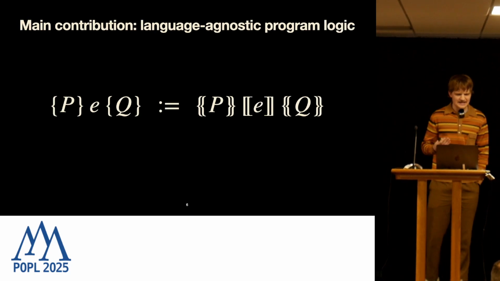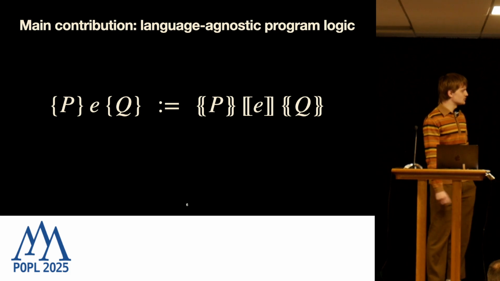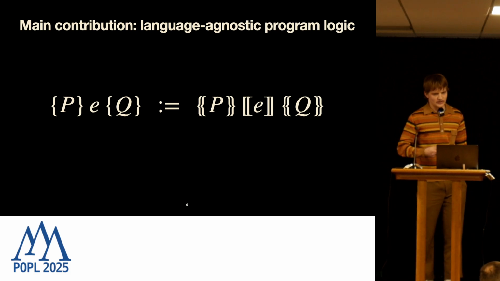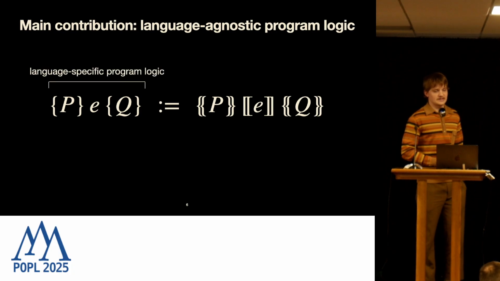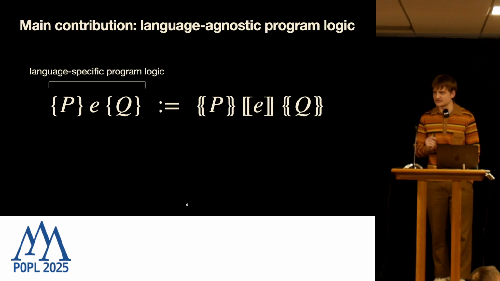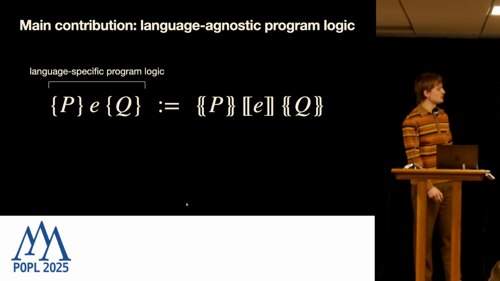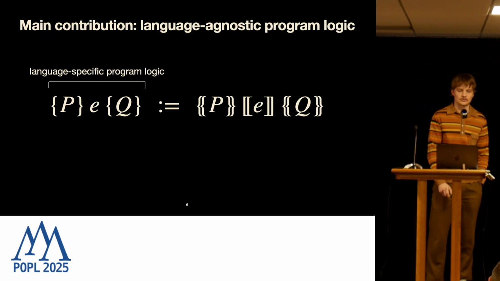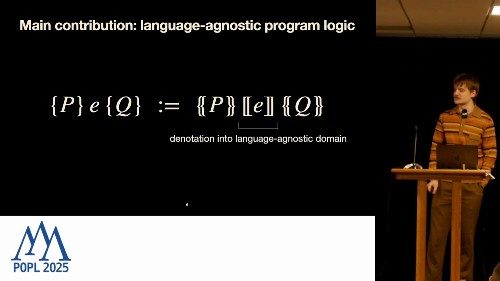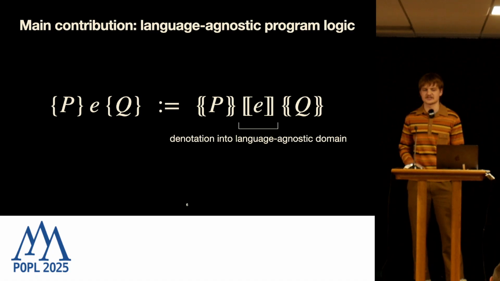Now, to be slightly more concrete, what we are doing in order to implement this solution is the following. We are interested in defining a language-specific program logic. This language-specific program logic comes in the form of a Hoare triple, like this. The first thing we do is we take this expression in our programming language, and we denote it into some kind of language-agnostic domain that captures the semantics of this expression.